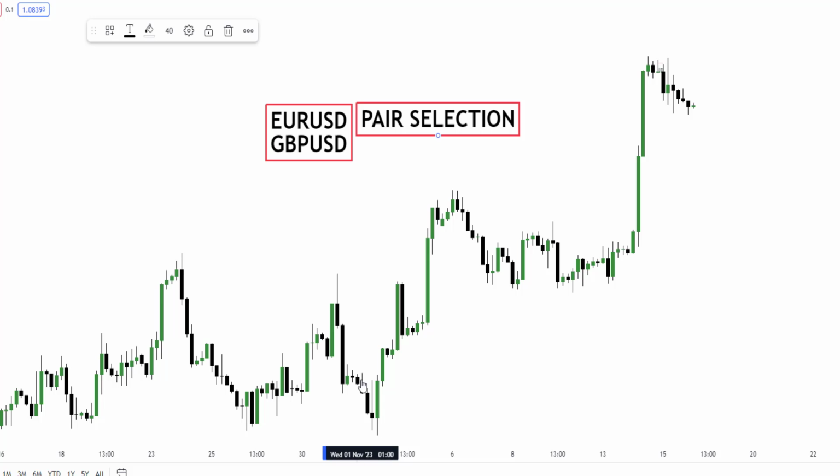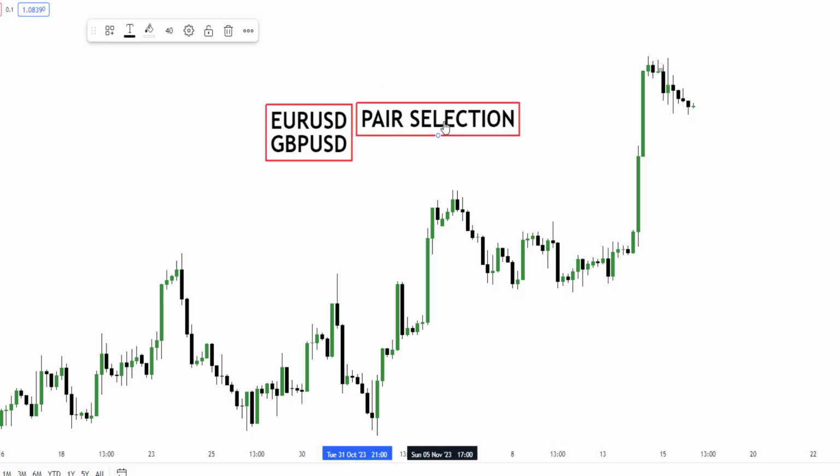So in this video, I want to basically show you how to select the best pair to trade when you're trading Euro USD or GBP USD. These are the two currency pairs that I trade in the market most of the time, about 90% of the time. And I know so many of you guys are also trading Euro USD and GBP USD.